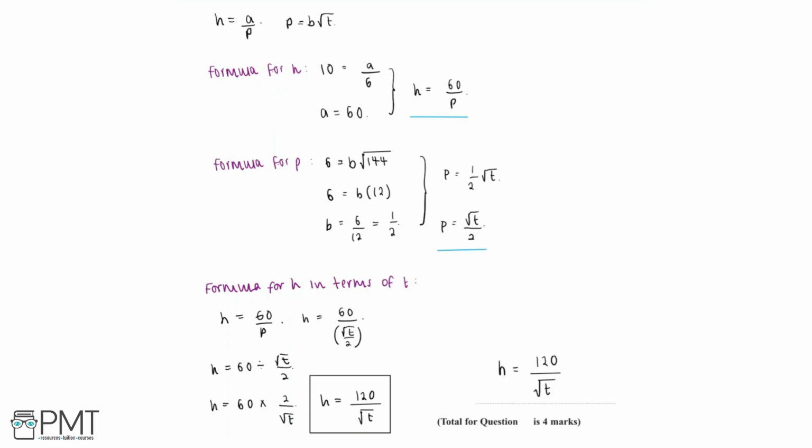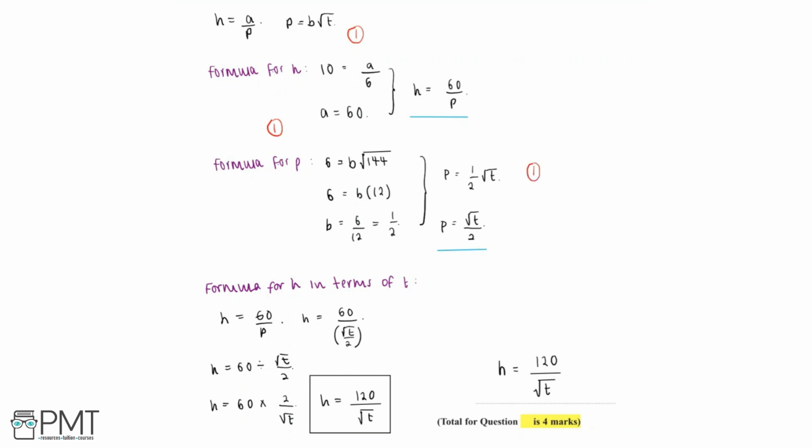Now this question is worth 4 marks. We get the first mark for setting up our equations, and for saying that h is equal to a over p, and p is equal to b root t. We get the second mark for substituting the values given to us to find a formula for h and a formula for p. We get the third mark for finding that h is equal to 60 over p, and for finding that p is equal to root t over 2.